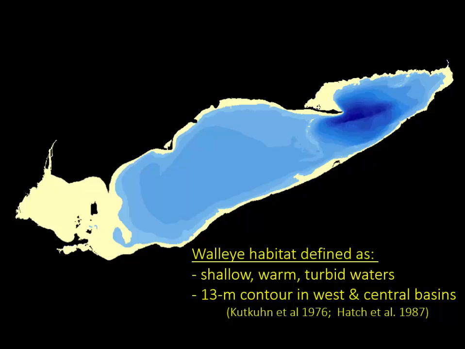Okay, well, so what? That's nice. They make nice animations when they work, but what's this information useful for? Well, currently, walleye habitat is defined as the shallow, turbid waters of Lake Erie. And this is within the 13-meter contour in the west and central basins. And so this is a criteria that's actually existed for quite a few years, right?